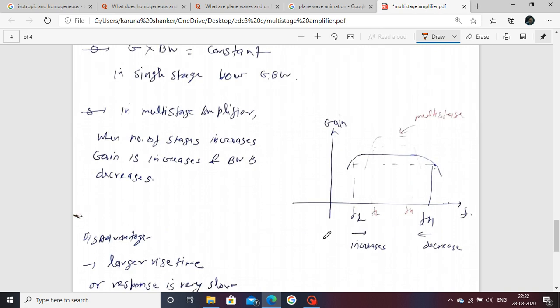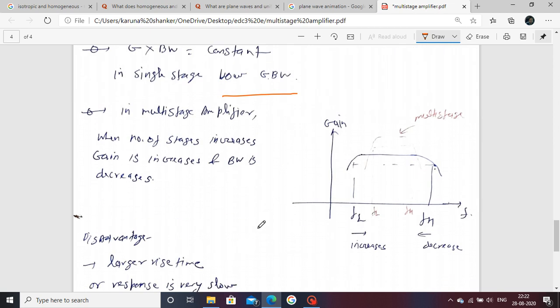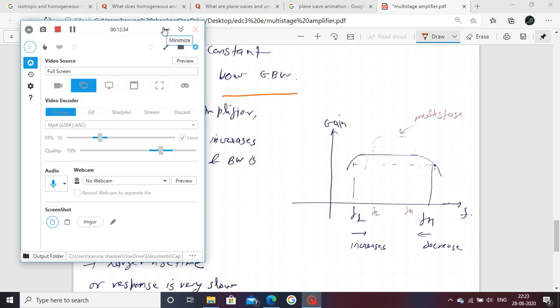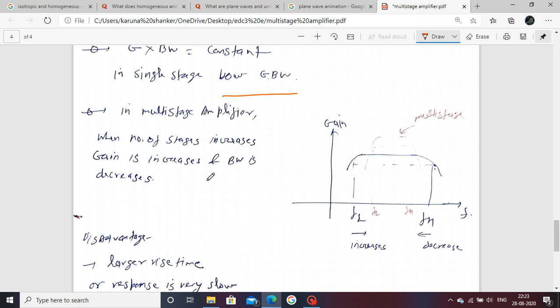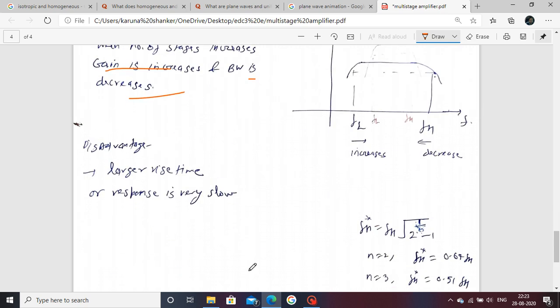Now the last page. Here you see one conclusion: the gain bandwidth product is constant. This is the relation. In a single stage, a low gain and high bandwidth is obtained. If we go to a multi-stage amplifier, what happens? In a multi-stage amplifier, the gain increases, but the bandwidth decreases. As the number of stages increases, gain increases but bandwidth decreases. This satisfies the relation: if gain is increased, since the product is constant, the bandwidth decreases. This shows the relation.